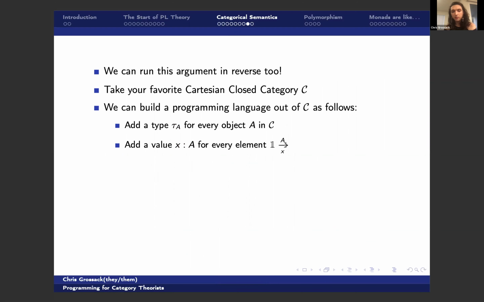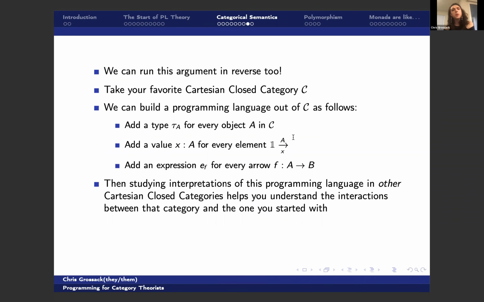This is a typo. That should say, this should be a function from 1 to A with an x above the line. I'm not sure what happened to my LaTeX there. But yeah, this should be a function from 1 to A with an x above the line. We can also add an expression, E sub f, for every arrow in here.